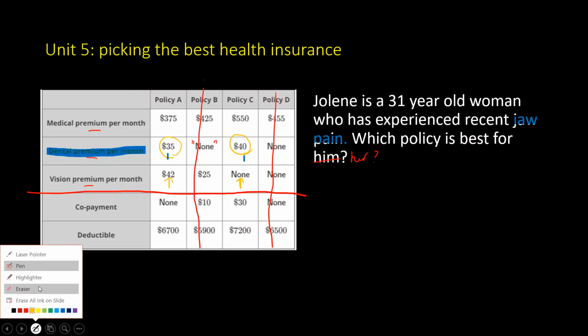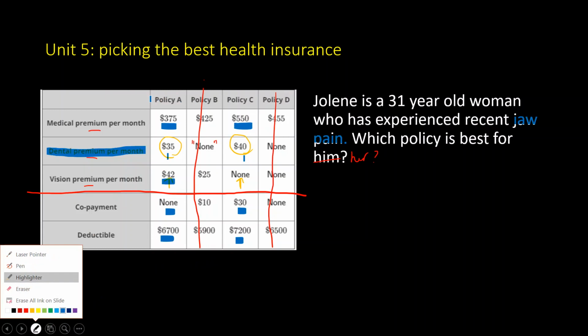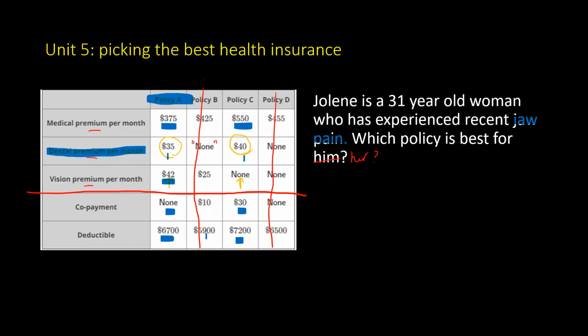Now, quickly glancing at this, even if we just do a point-by-point comparison, this premium is way lower than policy C, right? $375 versus $550, considerably less. Now, of course, you end up having to pay the $42 extra, but that still doesn't even add up to $550 total, right? Co-payment none versus $30 on this side, and the deductible is lower. So this one is clearly cheaper. Of course, you'll want to do your addition and double check. Policy A is clearly the cheapest plan that has dental included. So policy A is going to be best for Jolene this time.